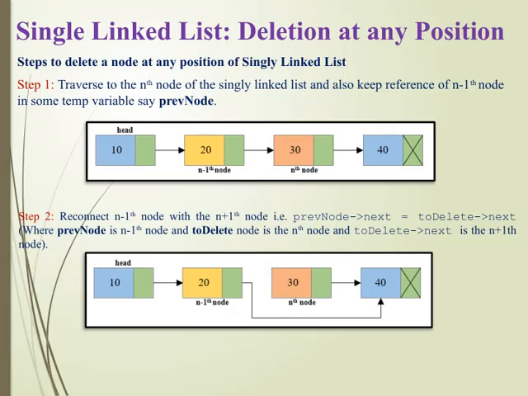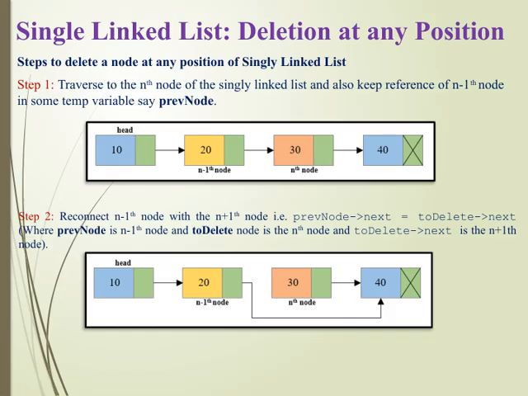All right, let's walk through the process of deleting a node at any position in a singly linked list. The first key step is to traverse to the nth node, which is the node we want to delete. During this traversal, it's important to also keep track of the node just before it, the N1 node. We typically store this reference in a temporary variable, which we can call prevNode. This way, once we reach the target node, we have both the node itself and its previous node handy for the next step.